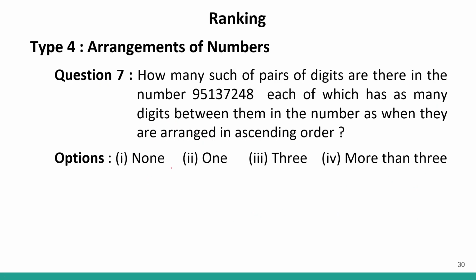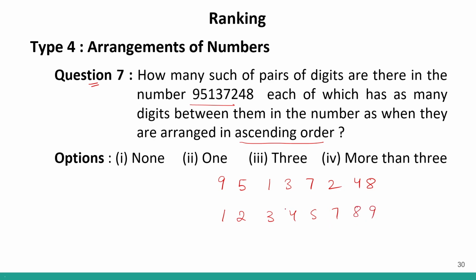Okay? Now, coming to question number 7. Question number 7 says, how many such pairs of digits are there in this number, each of which has as many digits between them in the number as when they are arranged in ascending order? So basically we have this number, 95137248. Now I have to arrange them in ascending order. So I will get 1, 2, 3, 4, 5, 7, 8 and 9.